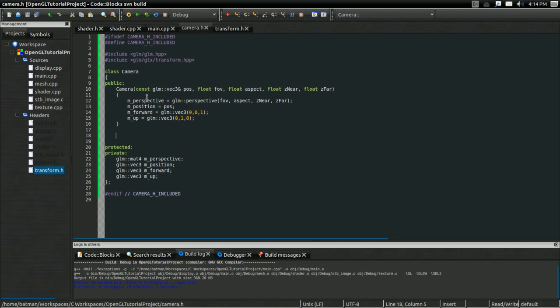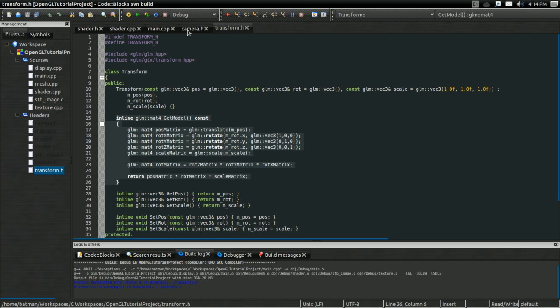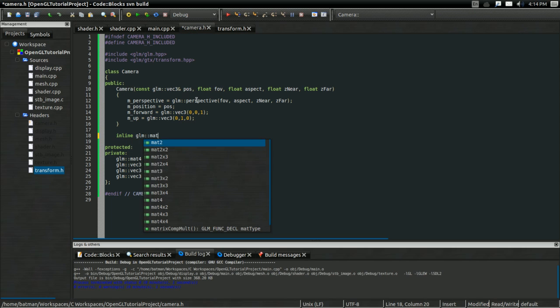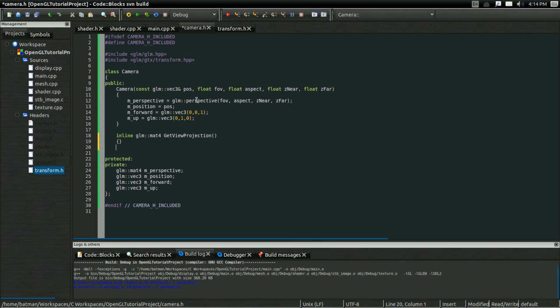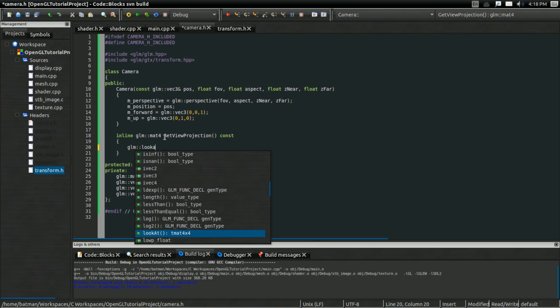So it's time for our function, our equivalent of the getModel. Except in this case, it's going to be inline GLM mat4, called getViewProjection. The reason for this is it's the view times the projection. And it's const, just like with getModel in transform. And actually implementing this is going to be very, very easy because GLM provides a nice convenient function that makes it really easy to do camera rotations called GLM lookAt.